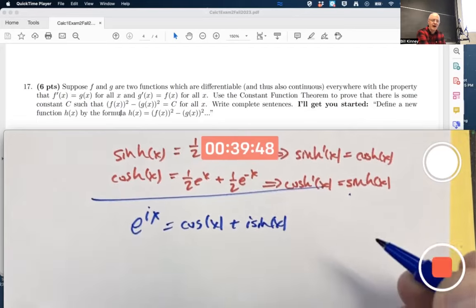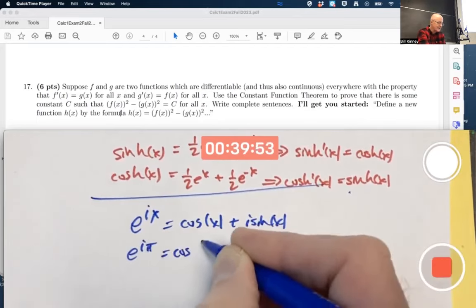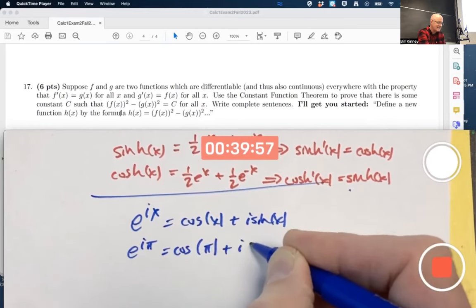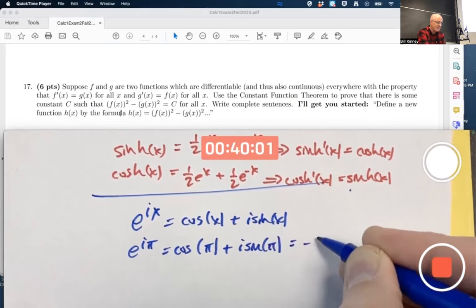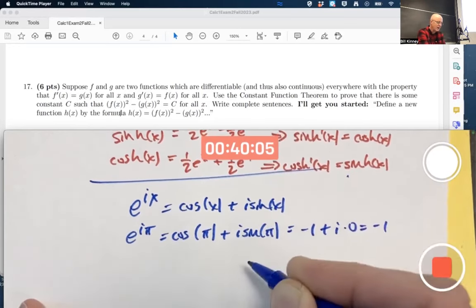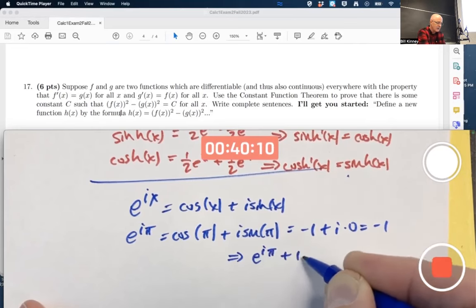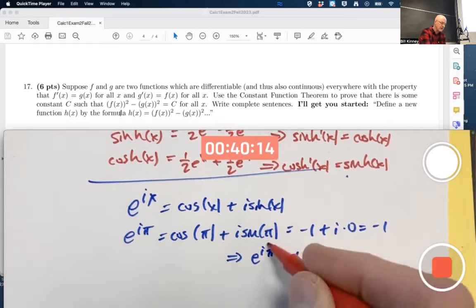And if you use it when x equals pi, you get that e to the i pi is cosine pi plus i sine pi. Cosine of pi is -1, sine of pi is 0. So e to the i pi is -1, which means e to the i pi plus 1 equals 0. And that, my friends, is the most beautiful equation in the universe right there.